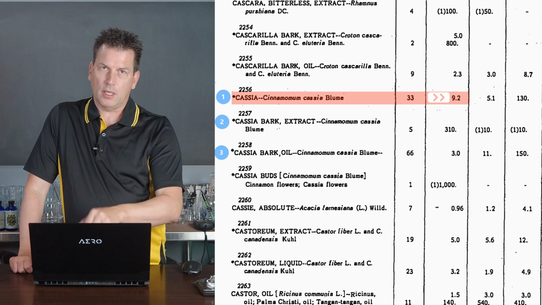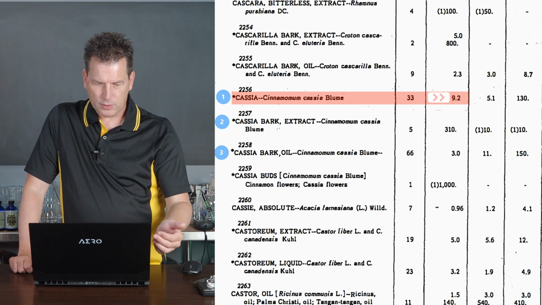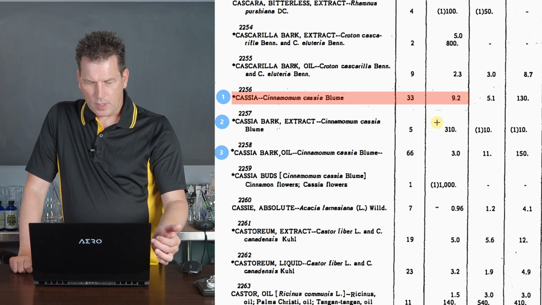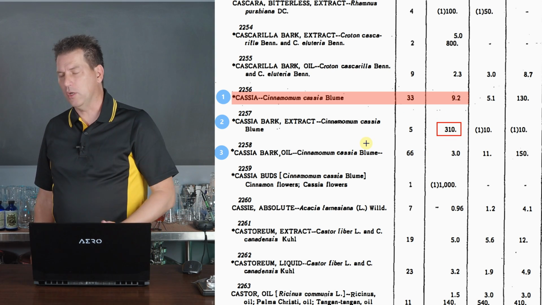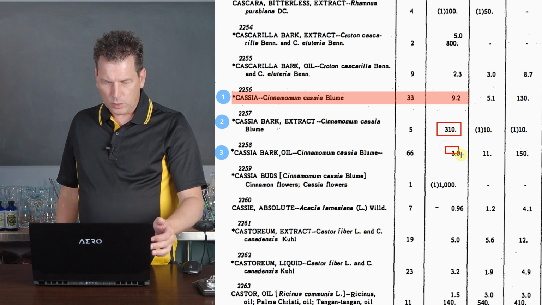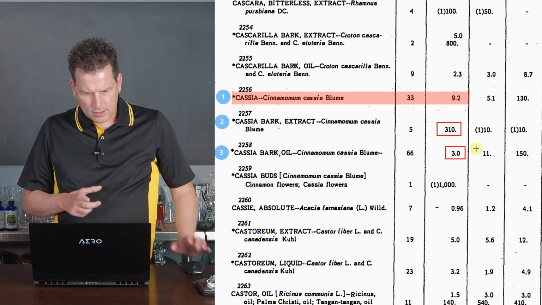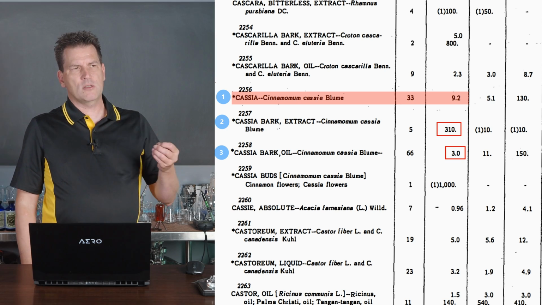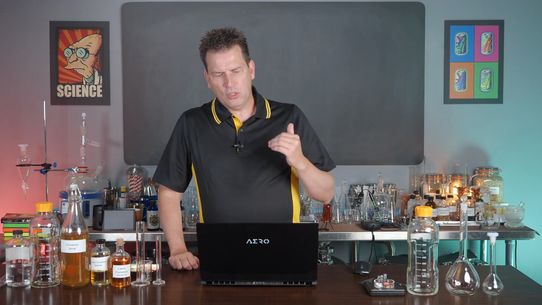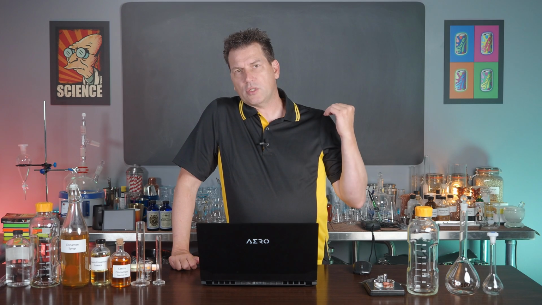And it's used at 9 parts per million in beverages. If you go to the extract, one below that, you'll see that it's used at 310 parts per million. But the one we're really looking for is cassia bark oil, which is used at 3 parts per million. Now, this is just an average max. This does not mean you can't use more. It's just kind of the average in the 1960s.